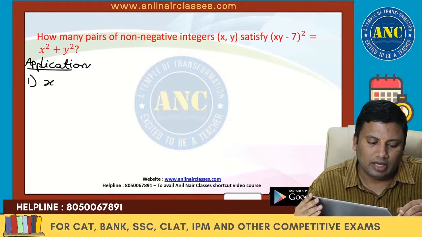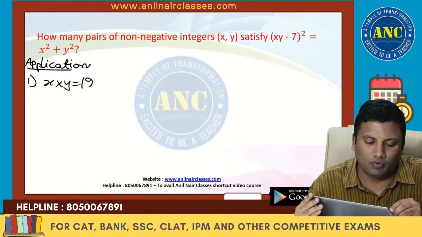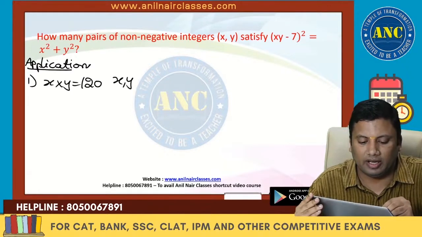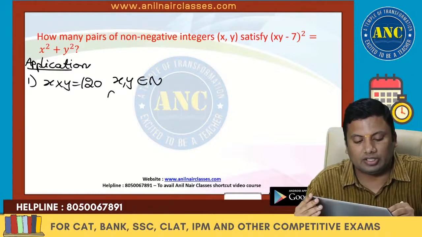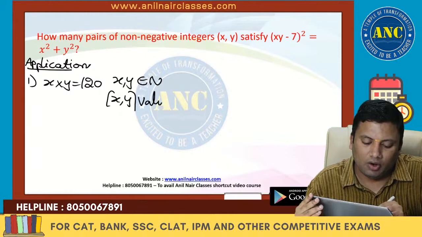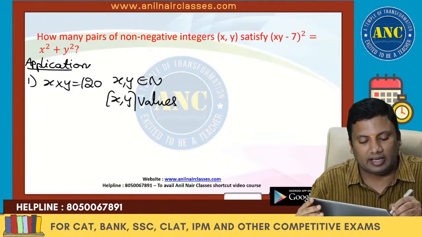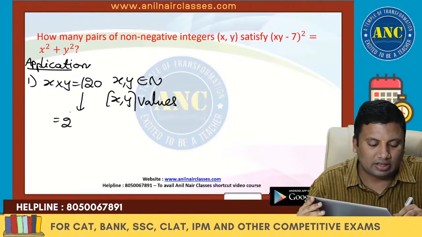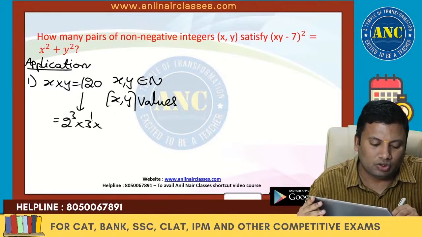First one, x into y is equivalent to 120. X and y are natural numbers. How many values will x and y take? 120 is nothing but 2 cube into 3 into 5.